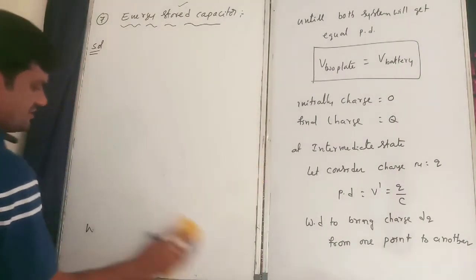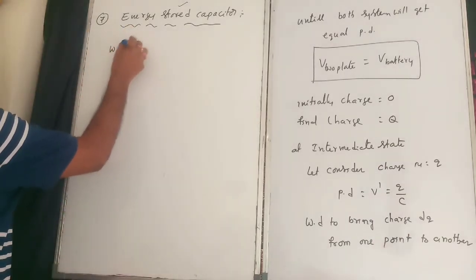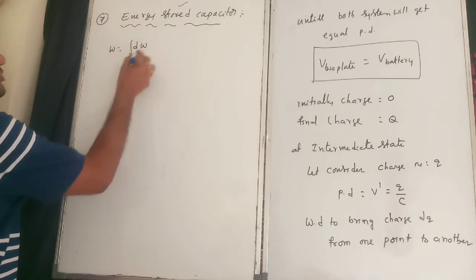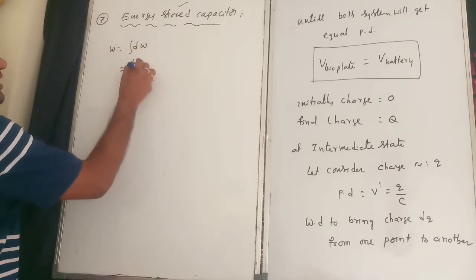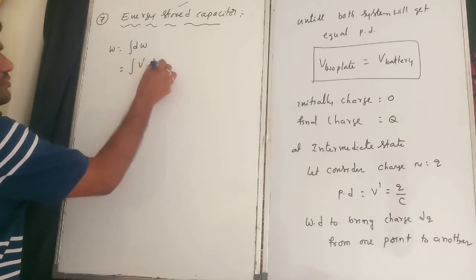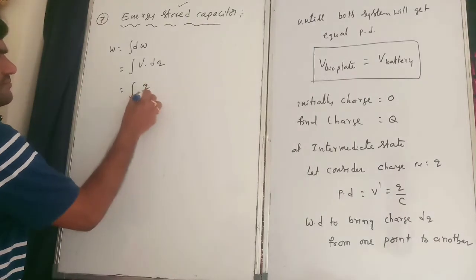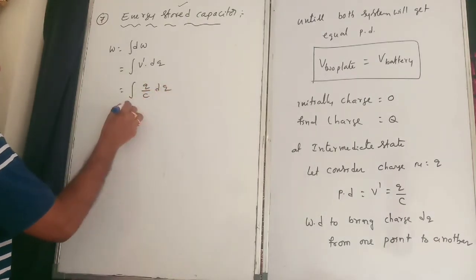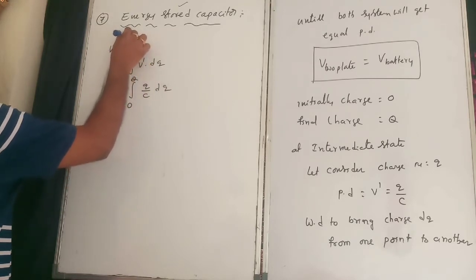Energy stored in capacitor. Total work done, W is equal to integral dW. Integral dW is equal to what? V dash into dQ. What is the V dash? V dash is equal to Q by C into dQ. Limits are 0 to Q.